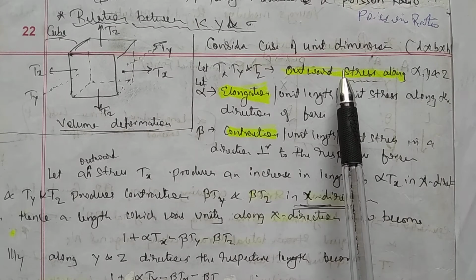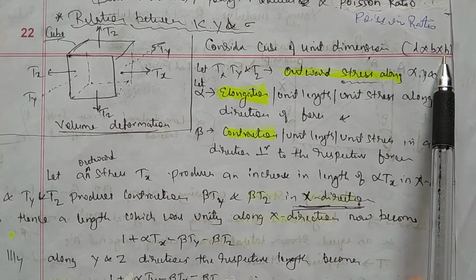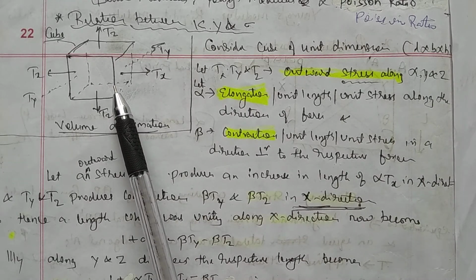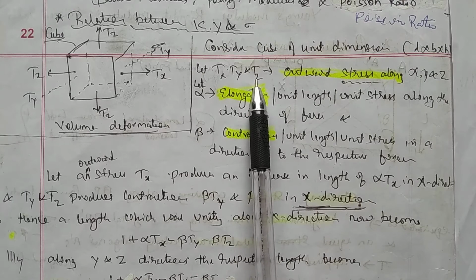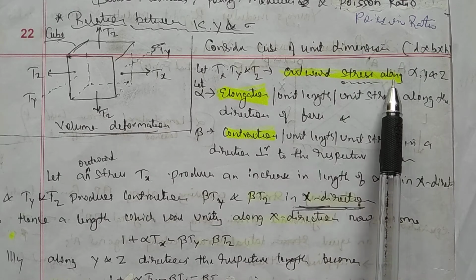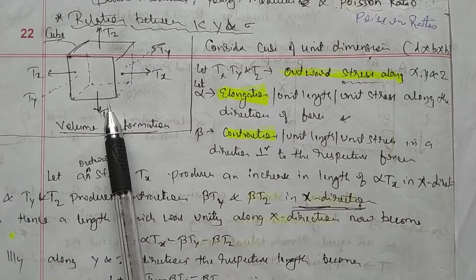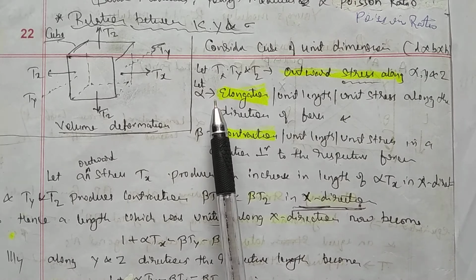that is, the length, breadth and the height are equal to 1, a unit cube, and let Tx, Ty, Tz be the outward stress along the x, y, z directions. These are the outward stresses in the respective directions.